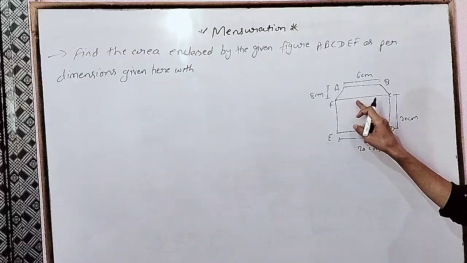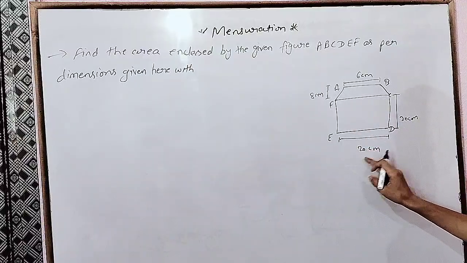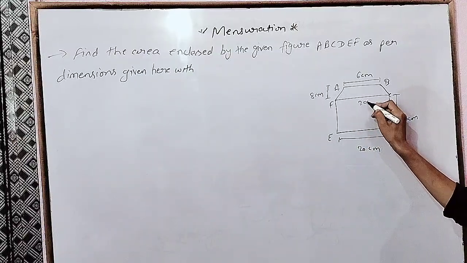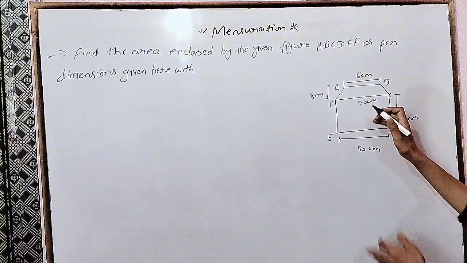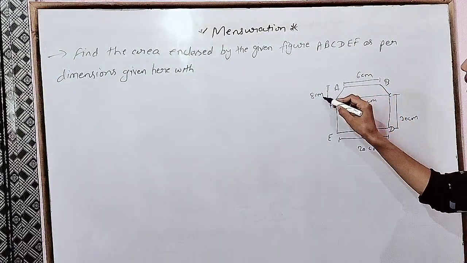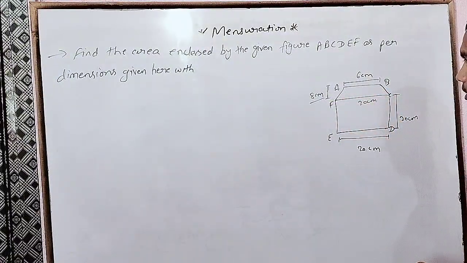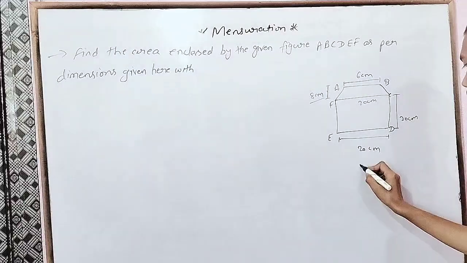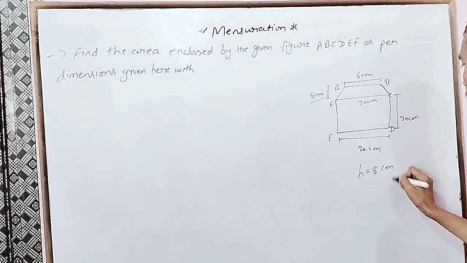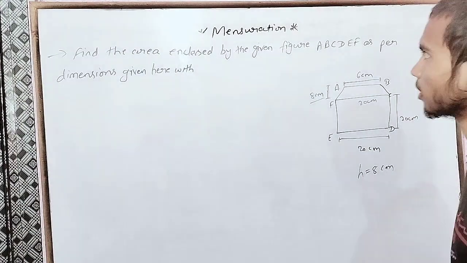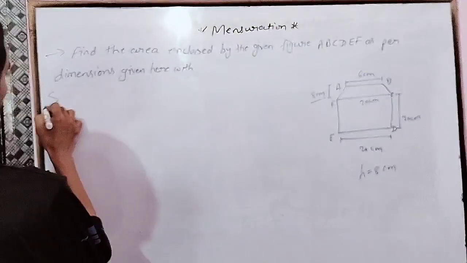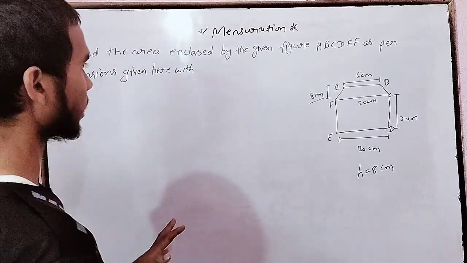Now, the measure of this is how much? 20 centimeter, because this is a square. We have 8 centimeter as the height. Height is how much? 8 centimeter. That's it. Let's find only the area of this enclosed figure.